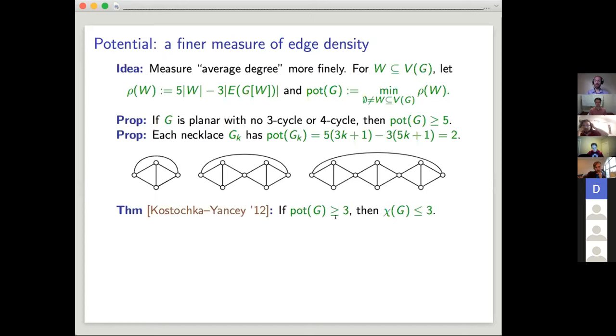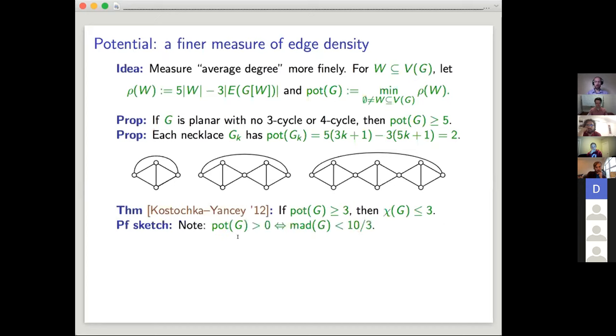So basically what this is saying, intuitively, is you can have max average degree very close to 10 thirds, but it sort of needs to be a little bit less. And this potential function is doing a good job of measuring that little bit less in a better way than max average degree is. So how do they prove their theorem? Let me give you a sketch on what remains of this slide.